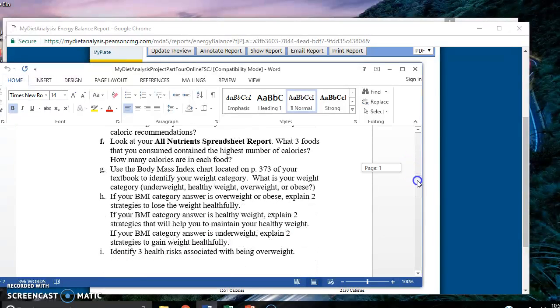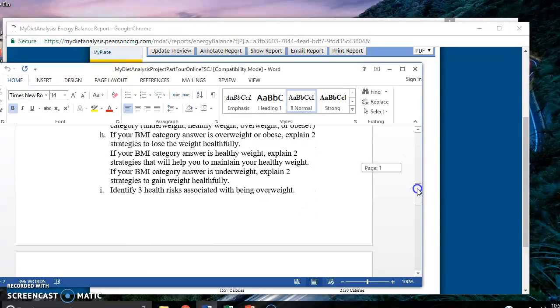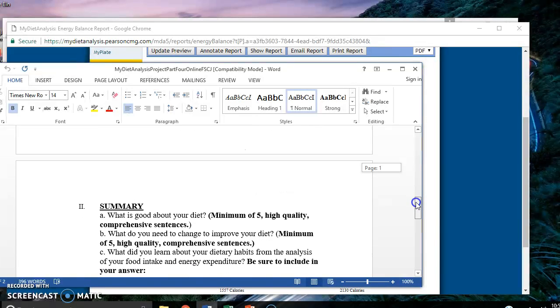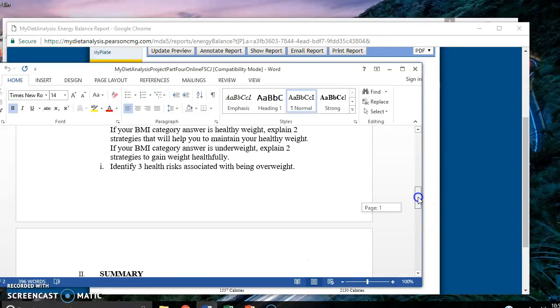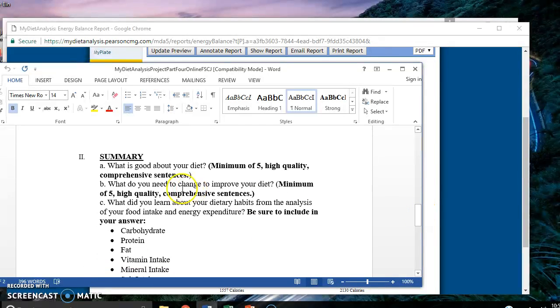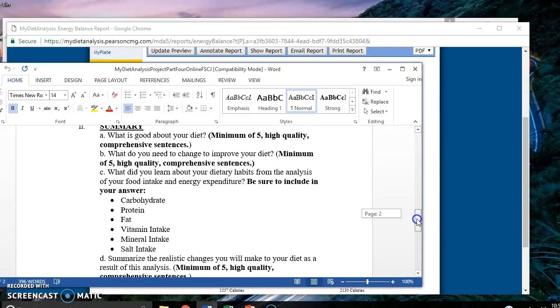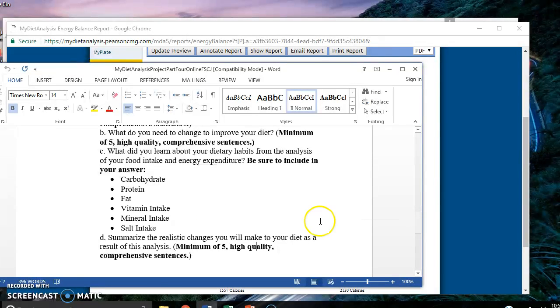The other questions are self-explanatory. Just make sure that you answer all of the questions. And then the last part is the summary section. Do not forget to scroll down to where the summary section is. Some students forget to do that and then they lose points. So there's 4 questions, A, B, C, D, to this summary section.